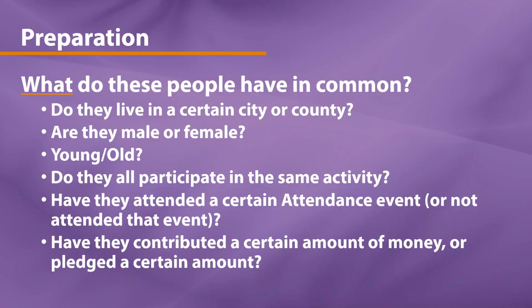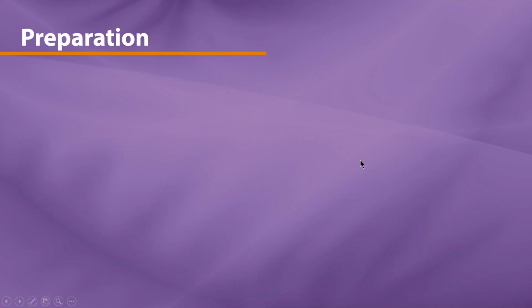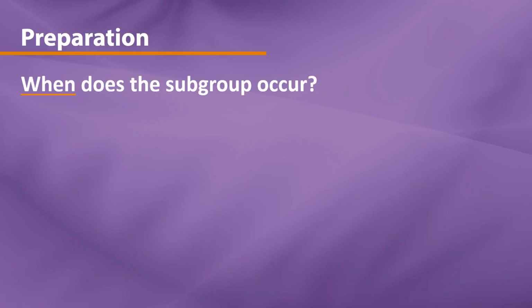I call it a loose connection because it's a one-way connection when you hand information off from contribution to finance when you're posting a batch. So it's a loose connection there, but it is a connection. But the takeaway from that is that you can create subgroups for membership information, attendance information, and contributions information. Okay. Preparation. When does the subgroup occur?